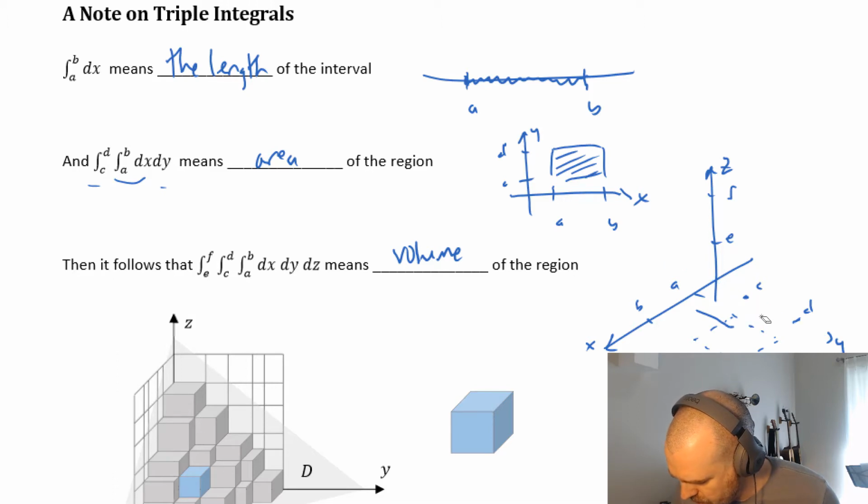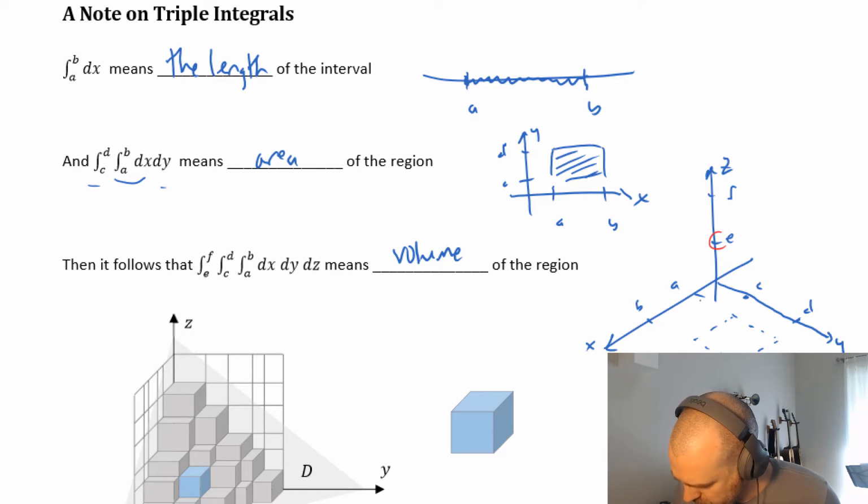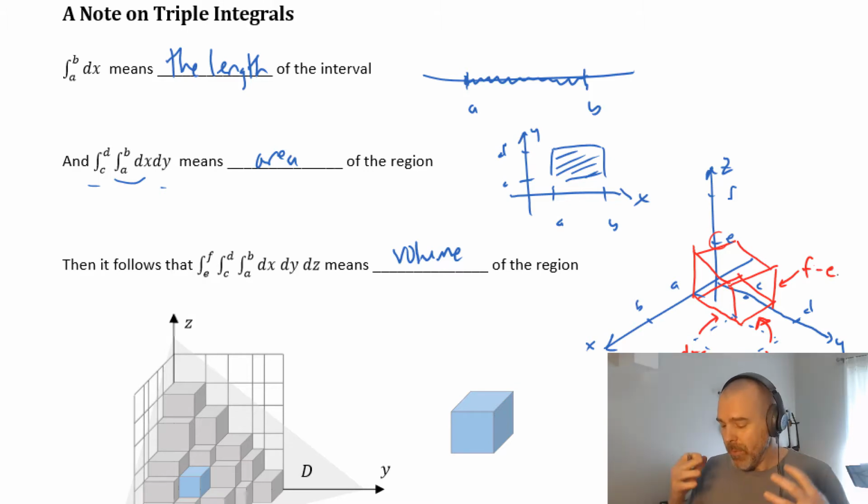I erased too much. I should do these in a different color. I've got all the fancy colors here. So we have to move up e units because of this e. Here's the base of it, and then it's f units tall. So it's this cube where the side here is b minus a, the side here is d minus c, and this side here is f minus e. That's fine. So that would be the volume.